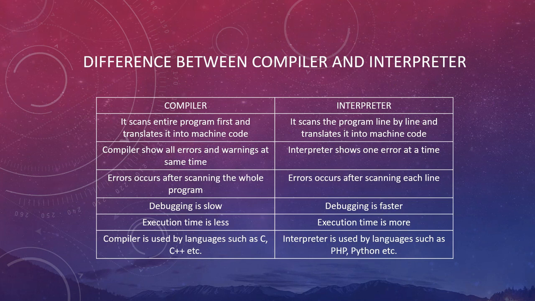Difference between compiler and interpreter. Compiler and interpreter play the same role as a translator from high-level language to machine code. Why are they used separately if they perform the same task? Now let's try to find out the answer to this question.